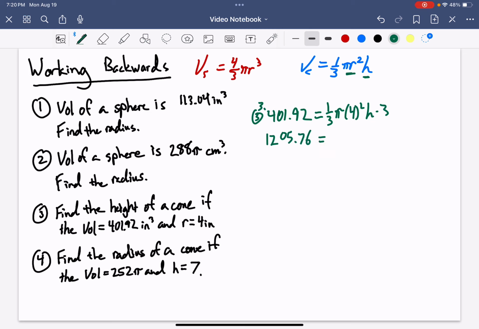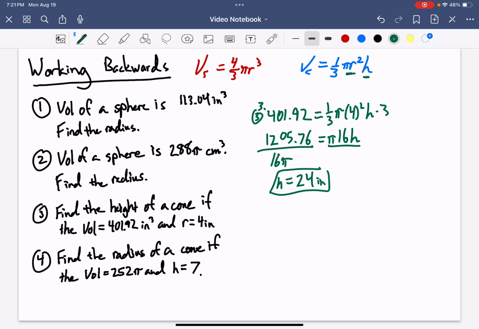1205.76 is equal to pi. And then I'm going to multiply this out, 16h. Now, if I want to, I can divide by the 16 pi, or 16 times 3.14. So divide that by 16, divide by 3.14. You can do it in 2 steps, you can do it in 1 step, however you want. But then that gives me h is equal to 24 inches.